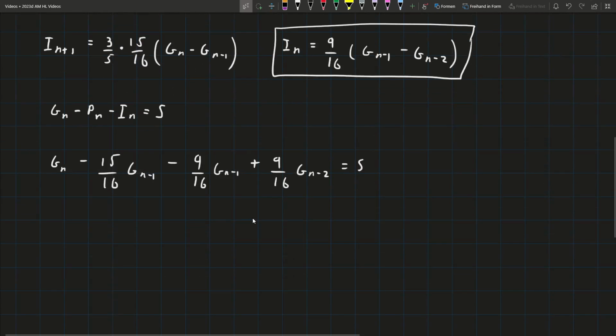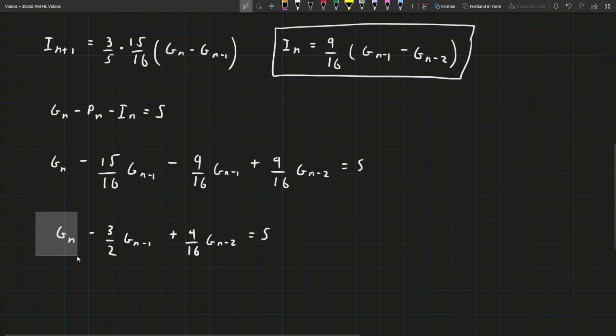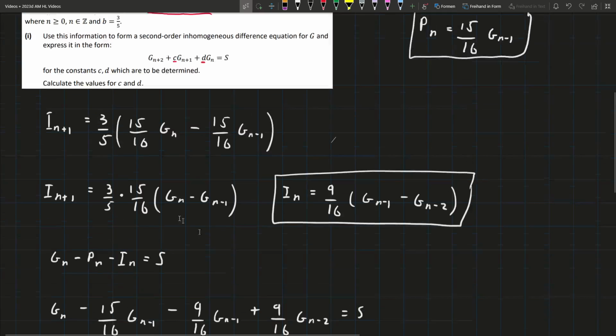We can combine these two together, and we'll get the Gn minus 1, when you add these together, you get 3 over 2. We have Gn minus 1 plus 9 over 16 Gn minus 2 equals s. And then finally, the form that they asked for is they have Gn plus 2, Gn plus 1, and Gn. It's the same thing here. We just have Gn minus 1, Gn minus 2. You can do the same trick.